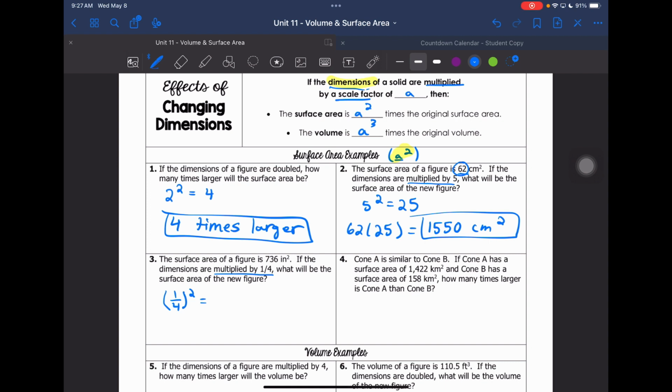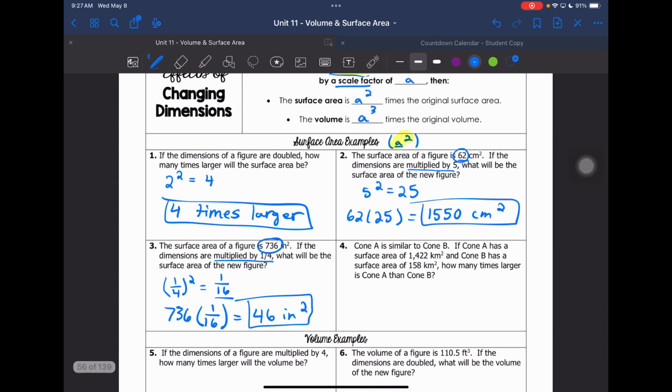1 squared is just 1, and then 4 squared is 16. So this is 1/16, and we're going to multiply the 736 times this. So 736 times 1/16, and that's going to be the new surface area. That would be 46 inches squared. So this would be the answer.